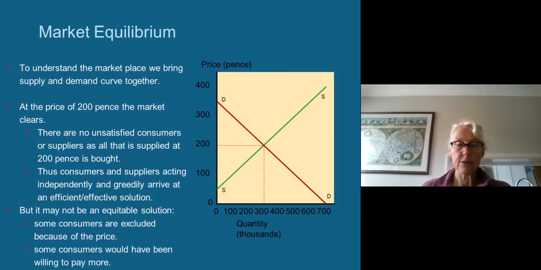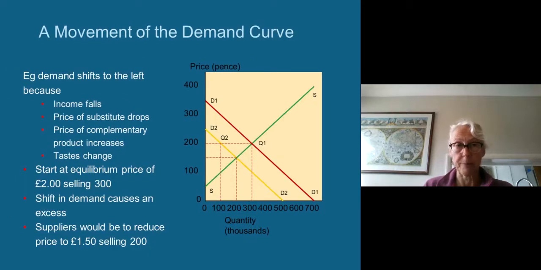Now it's not always, as I said at the bottom, an equitable solution, because there's going to be some consumers who can't afford to pay that price. And also there are some consumers who might be willing to have paid more. So this is something that the supplier has to think about in terms of their pricing. So we're going to look now at what happens if there's a movement of the demand curve.